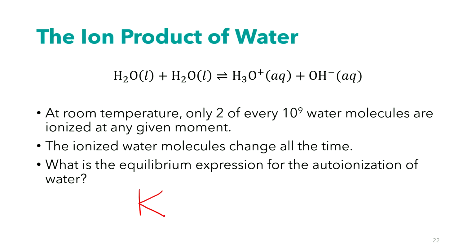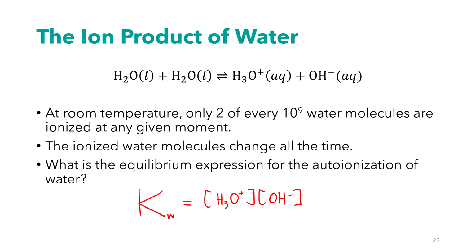So, big K. Am I going to include the H2Os in this expression? No, they're pure liquids, so I'm not going to include them. We're going to give it a special name. We're going to run into a lot of special Ks moving forward. This is KW, and it's the H3O+ concentration times the OH- concentration. All right? And that turns out to be important.